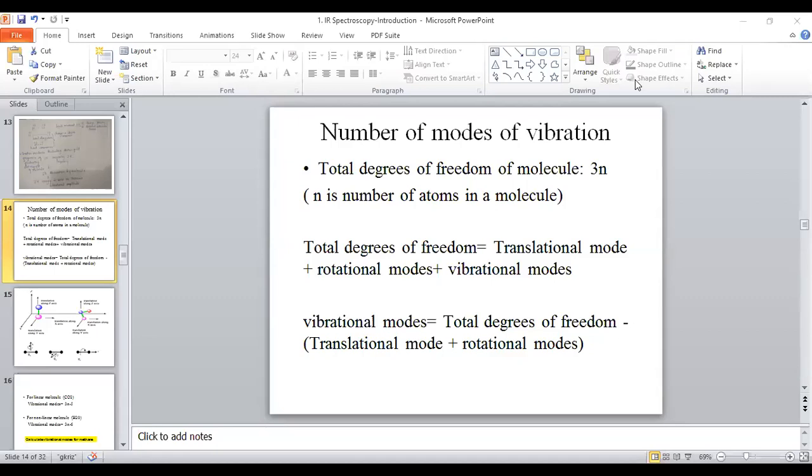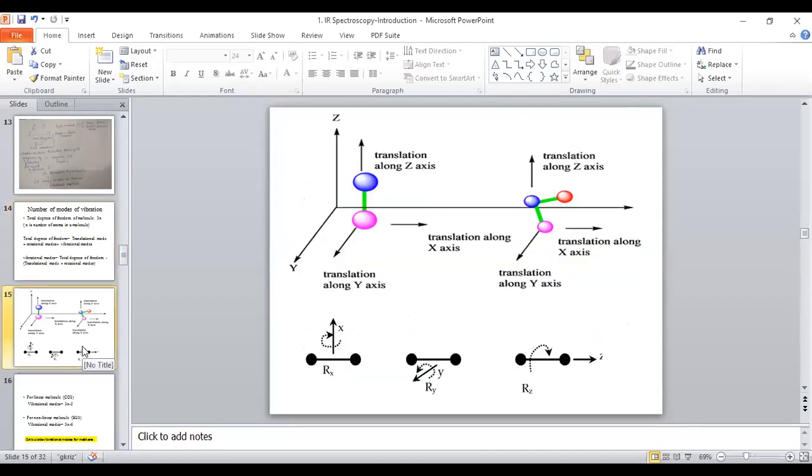So if you want to calculate vibrational motions, you must know the total number of translational and rotational motions associated with the molecule. Vibrational modes will be equal to total degrees of freedom minus translational modes and rotational modes. Now we can see how many translational and rotational modes are associated with a molecule. If you compare here, there are two types of molecules shown, one a linear molecule and the other a non-linear molecule.